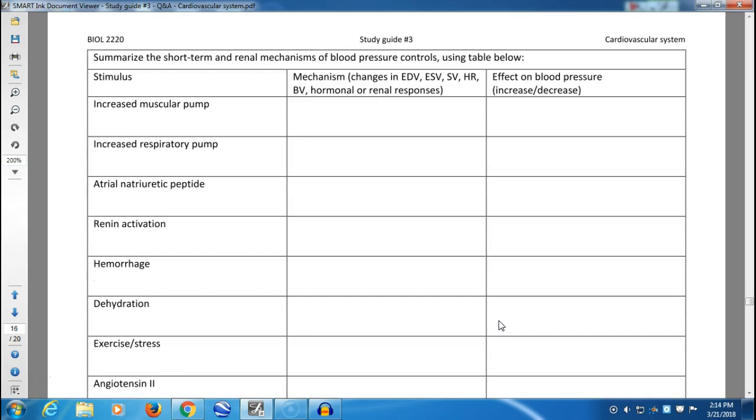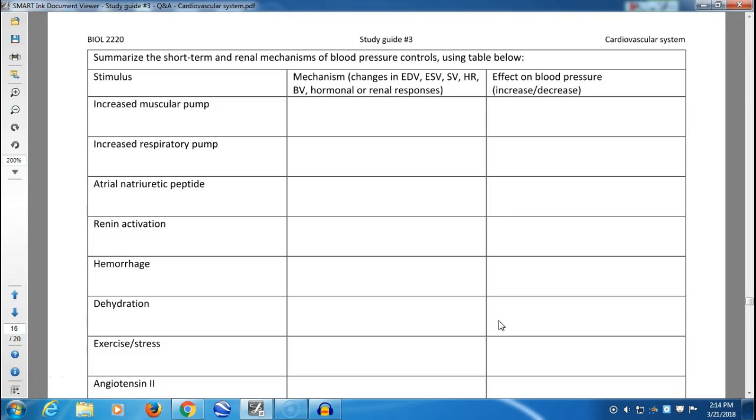Okay, muscular pump increases what? Venous return. Venous return increases end diastolic volume, increases cardiac stroke volume, increases cardiac output, increases blood pressure. Increased respiratory pump. One word, 4 letters, starts with S. And it's a good word. It's the word save. Okay? Muscular pump, respiratory pump have basically the same effects.